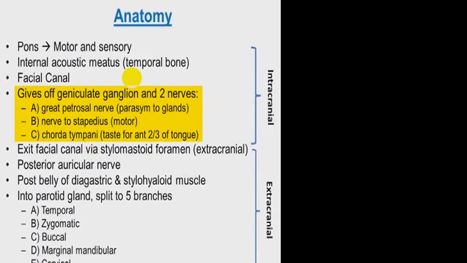This nerve to stapedius will take part in movement of the stapes bone, and will be helping in acuity of hearing. After coming out from the stylomastoid foramen, the posterior auricular nerve will supply the skin behind the ear pinna. Then it will supply two muscles, that is the posterior belly of digastric and stylohyoid, which help in elevating the floor of the mouth, and that will take part in deglutition. And then it gives out the 5 branches: temporal, zygomatic, buccal, marginal mandibular, and cervical.